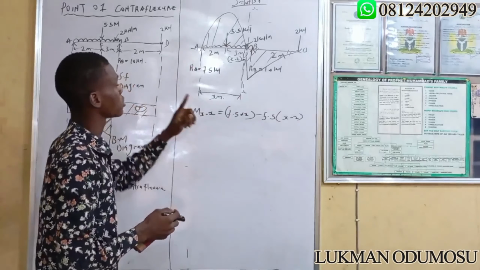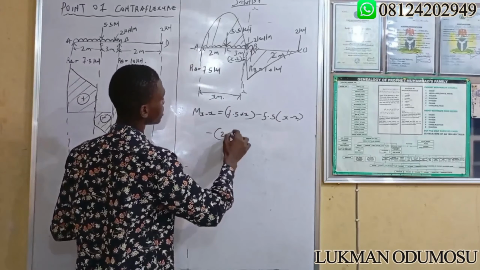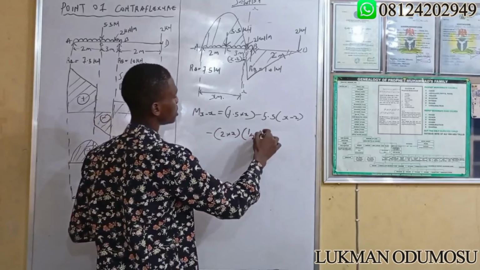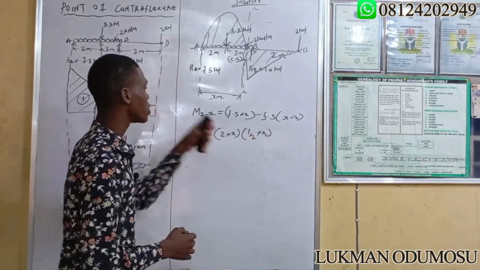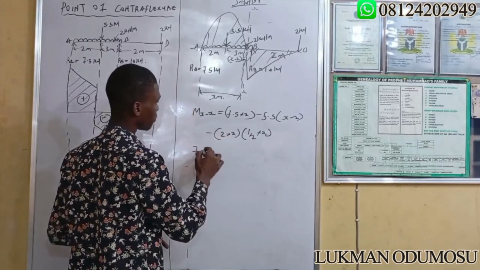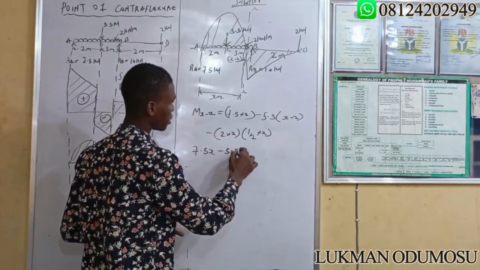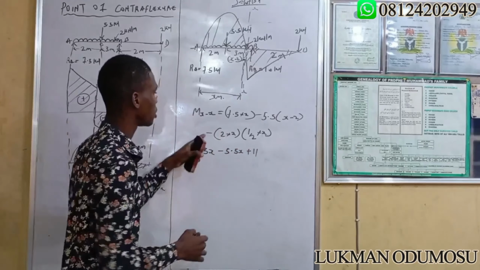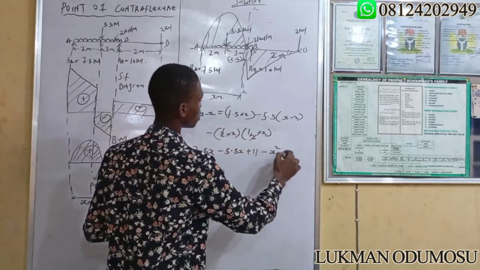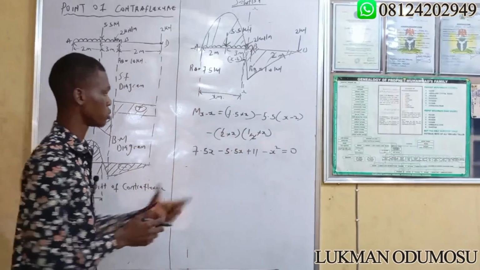It's also going in anti-clockwise direction, meaning I have minus 2 times x, converting into a point load, then simply multiplying by the distance. Then equating Mx to 0. Meaning I have 7.5x minus 5.5x plus 11, then 2 can cancel 2, we have minus x squared equal to 0. What I have here is giving me a quadratic equation.